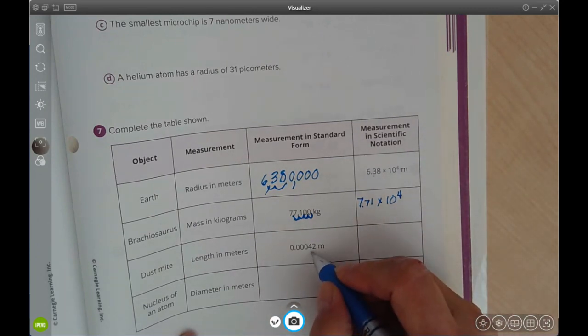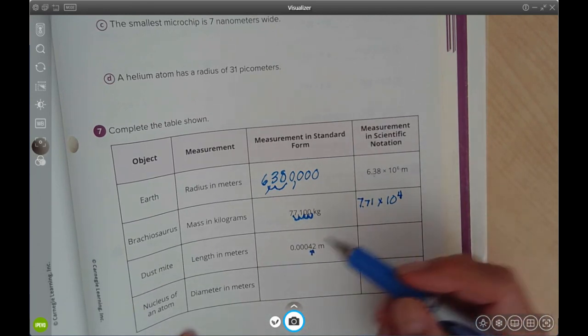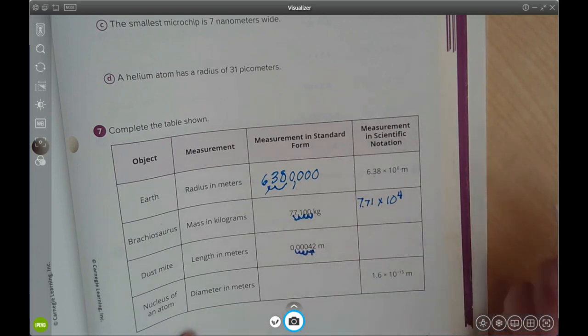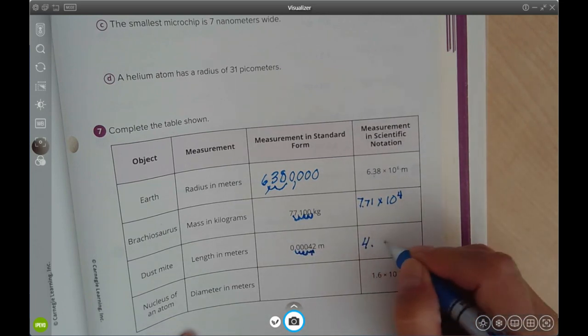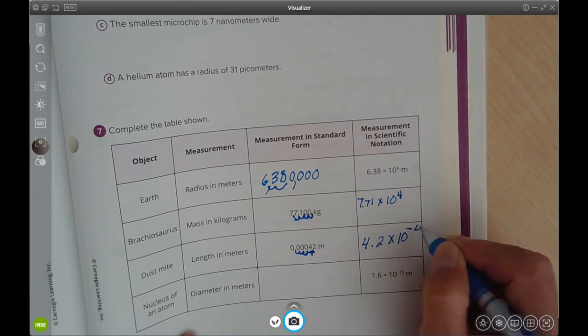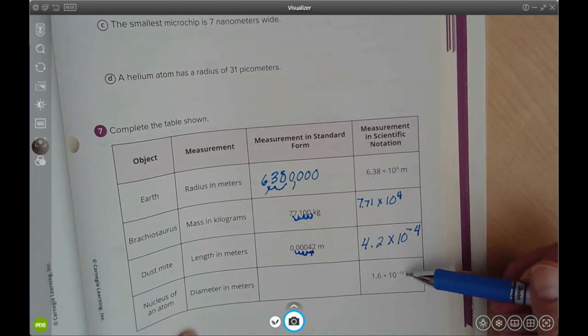The decimal goes between the 4 and the 2 to have a number between 1 and 10. So I move this 1, 2, 3, 4. So it's 4.2 times 10 to the negative 4. And then the last one, oh my goodness, negative 16.